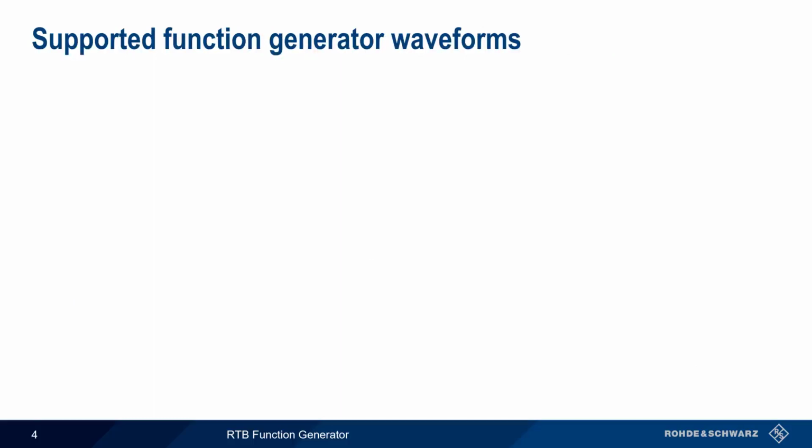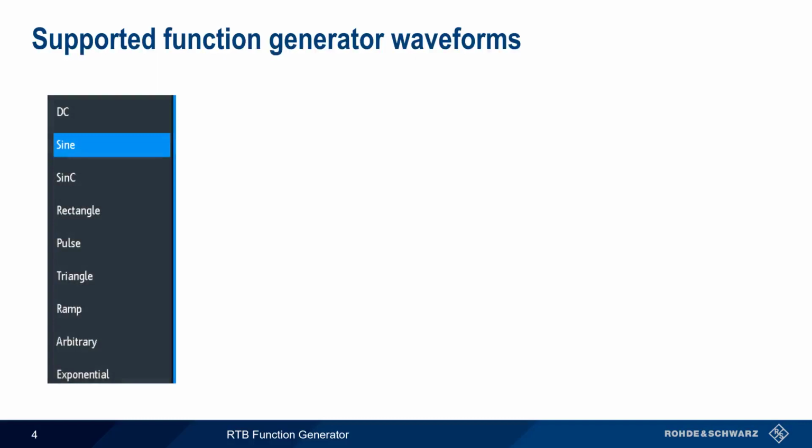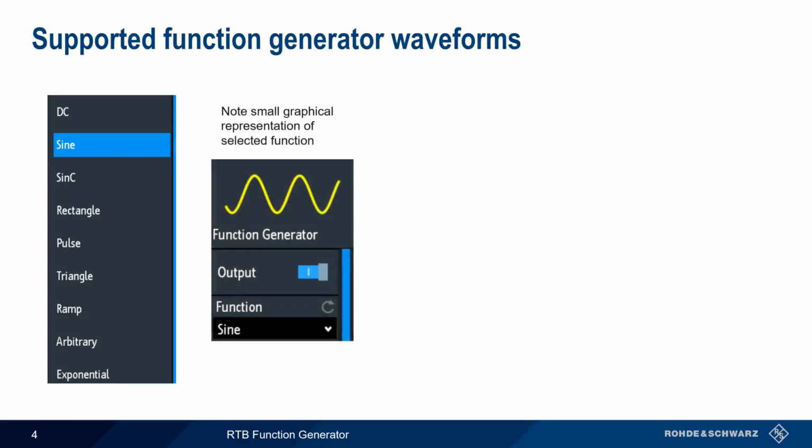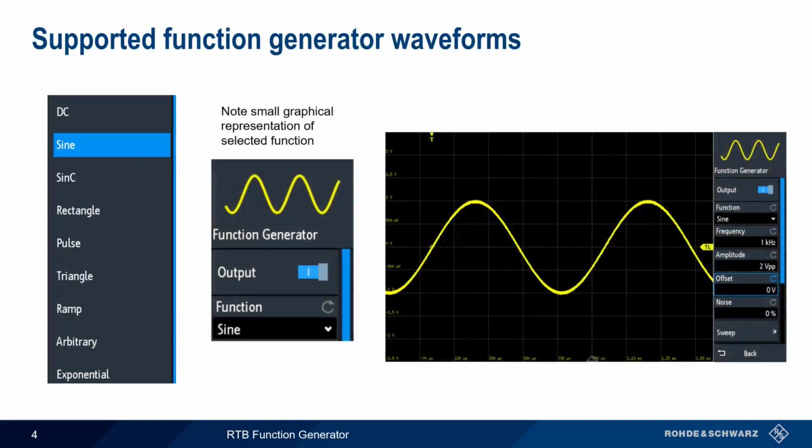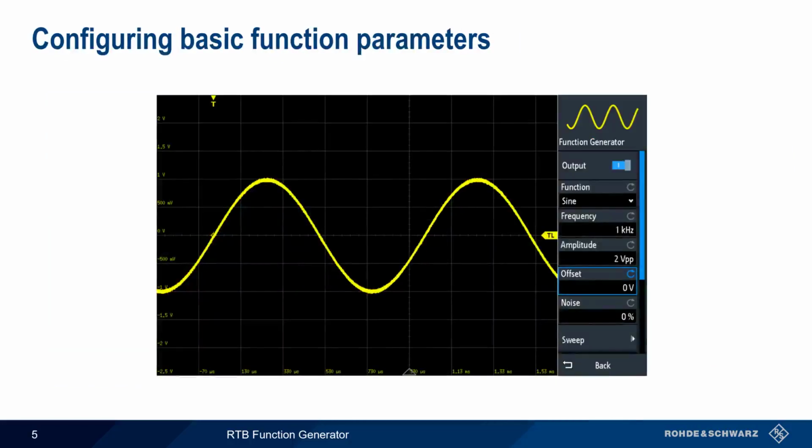The RTB function generator can create a wide variety of signals, such as sine, triangle, ramp, etc. If you're unsure of what each type is, note that a small graphical representation of the selected function is displayed at the top of the menu. After choosing the function you want to generate, here we're using sine as an example, there are other parameters that need to be configured depending on the function type. The most fundamental parameters are frequency and amplitude. Activate is then used to output the waveform.